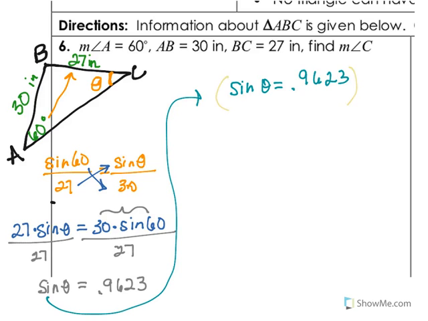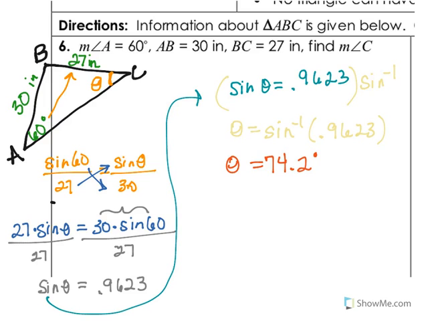So how you do that is take the sine inverse of both sides. Now you have theta equals the sine inverse of 0.9623. Okay, so now in your calculator where you see the sine function, you're going to hit second, sine, and that gives you the sine inverse. When you do that, you get that theta is equal to 74.2 degrees.